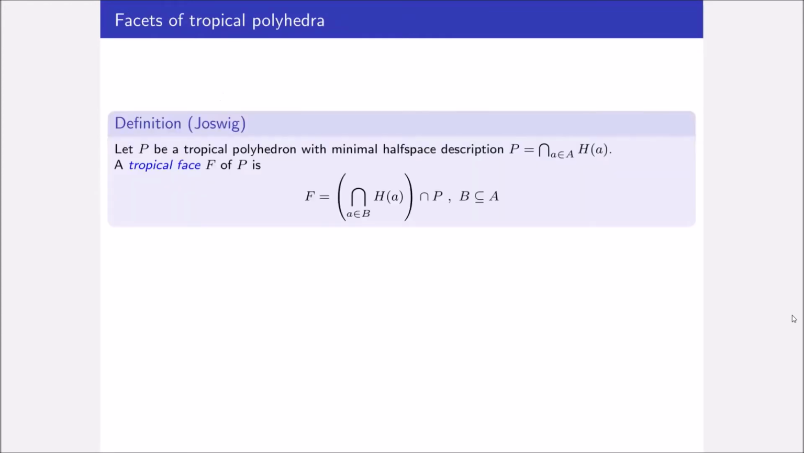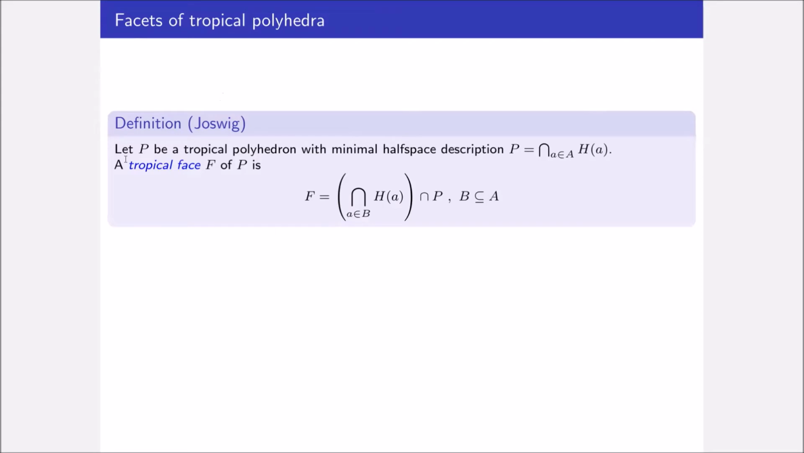So that's just an overview of tropical polyhedra. We're now ready to start defining what we would want a face to be. And the definition we'll use is one of Mikhail Josrig. And it's the natural one you would pick. It's certainly the most useful definition of a face if we want ordinary polyhedra and tropical polyhedra to behave nicely together.